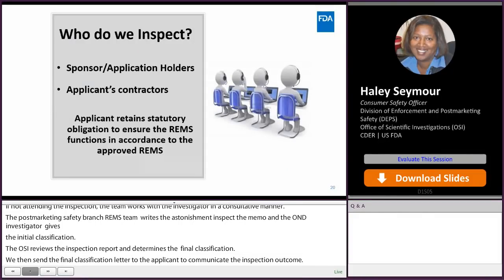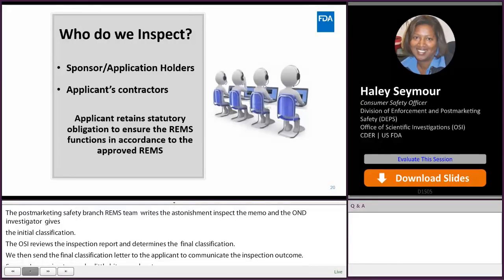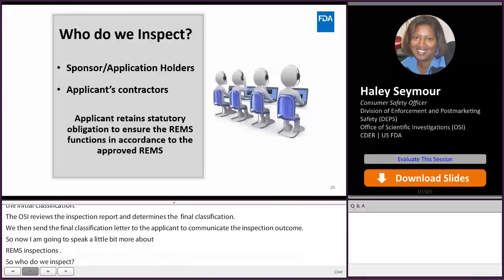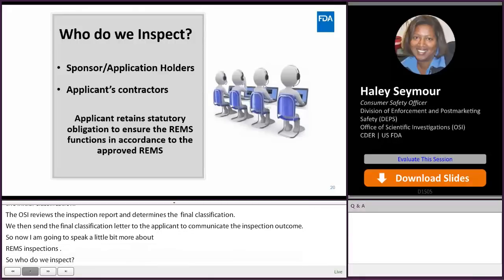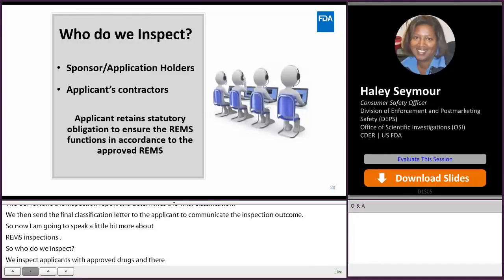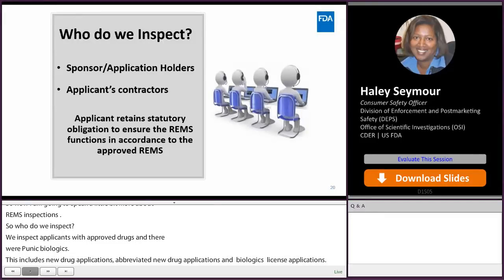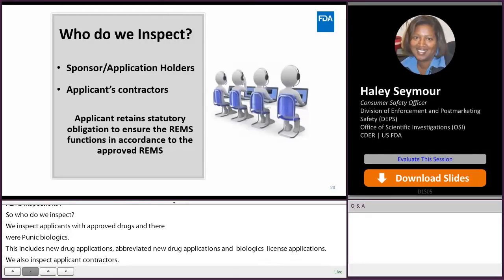So who do we inspect? We inspect applicants with approved drugs and therapeutic biologics. This includes new drug applications, abbreviated new drug applications, and biologics license applications. We also inspect applicants' contractors. It is important to note that the applicant retains statutory obligations to ensure the REMS functions in accordance to the approved REMS.